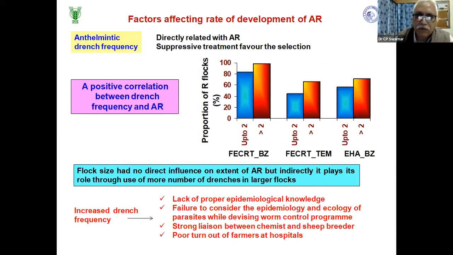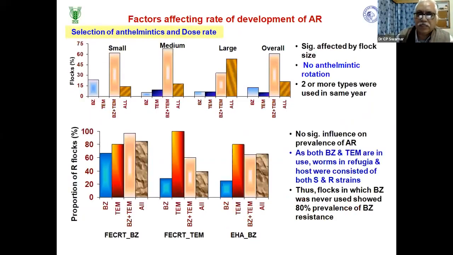Suppressive treatment: always avoid it. It favors the selection. Then the selection of the anthelmintic and dose rate is significantly affected by the flock size. The bigger the flock size, the more worried the farmer is, so he buys frequently. Two or more types of drenches are used in the field within a year. There is no anthelmintic rotation.